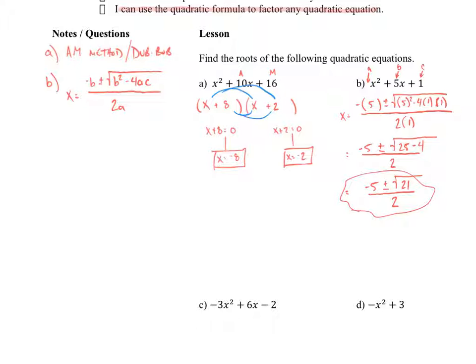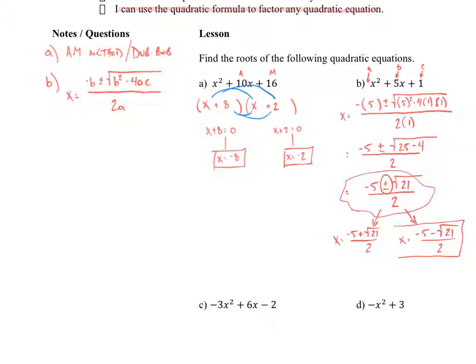Now you might be saying it's a quadratic, we have 2 roots, right? Well, why do I only see one equation here? That's because of this plus minus. It's going to diverge into 2 separate roots. So we have our first root, x equals negative 5 plus the square root of 21 over 2. And we have another root, which is x equals negative 5 minus the square root of 21 over 2. And those are your 2 roots.